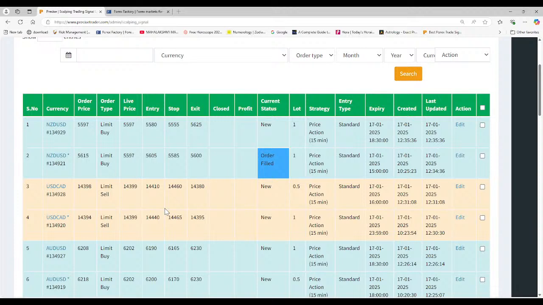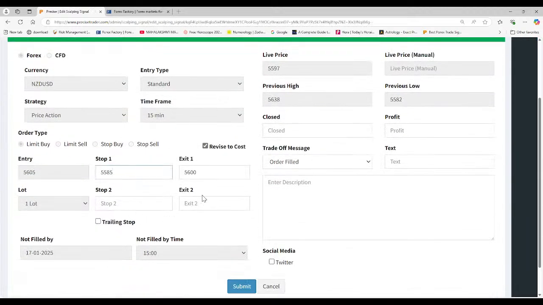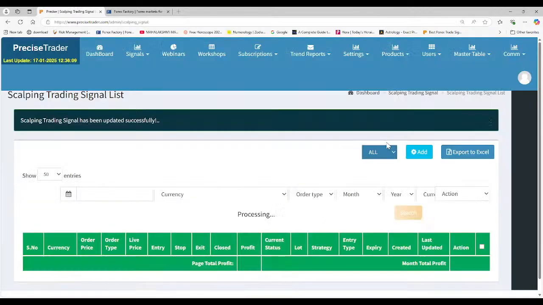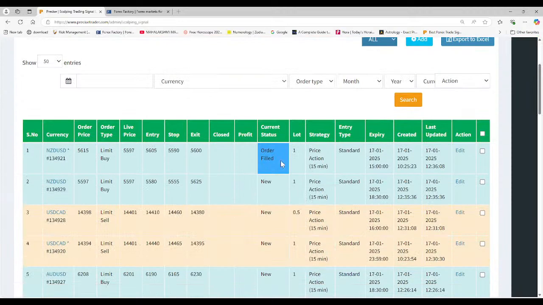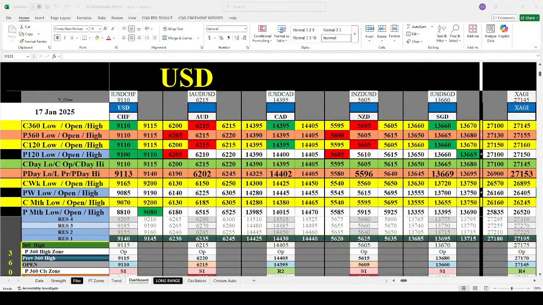Since we are trying to close, I think we raise the stop to 90. At least we save that 5 pips. And I expect the market to turn anytime before that. So this is the adjustment done for New Zealand dollar. Okay, let's move on to the next currency.